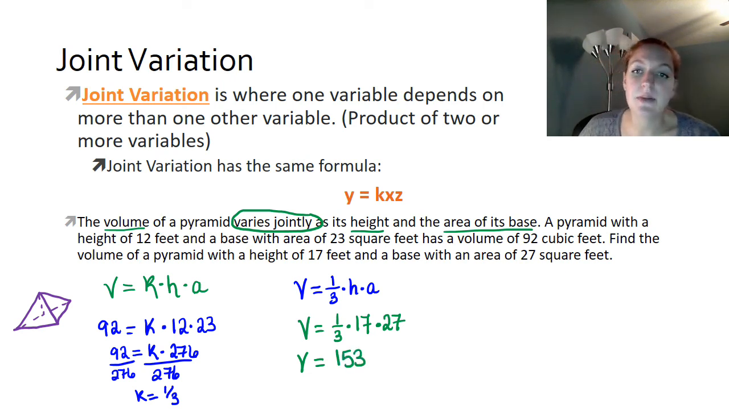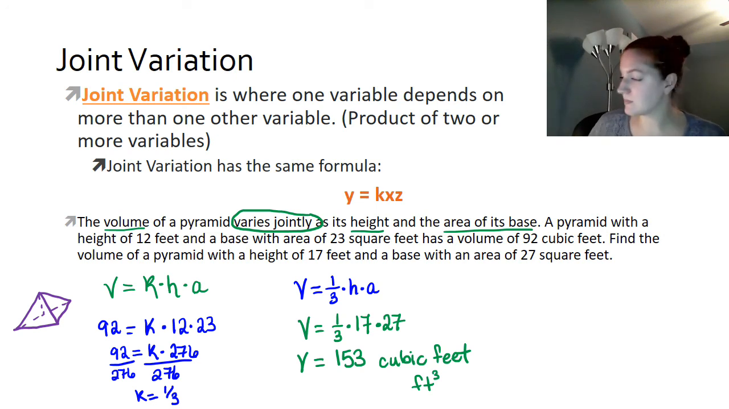Now, since I'm talking about volume, I'm talking about three-dimensional space. So I'm going to cube my units. So it's cubic feet, or you could write it as feet cubed. Both of these are the same thing, whatever you feel more comfortable with. But that's going to be your volume there.